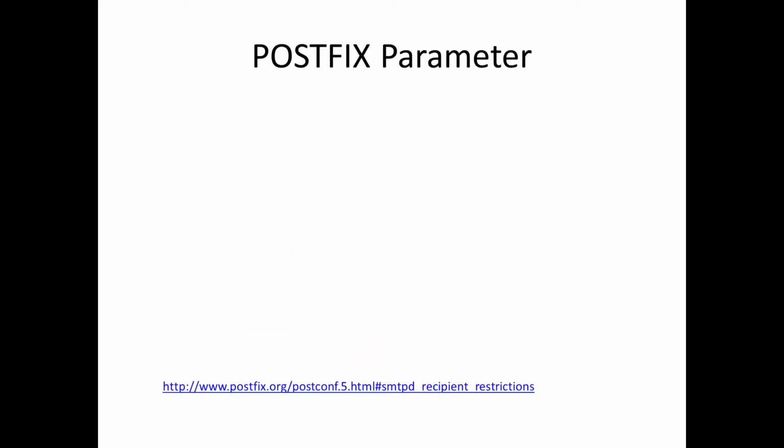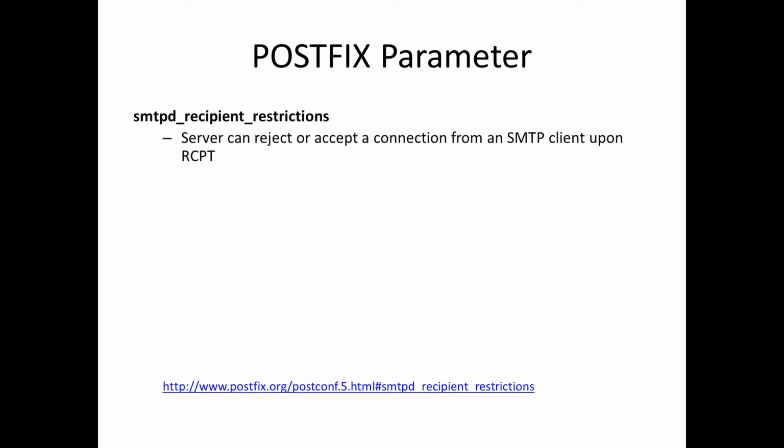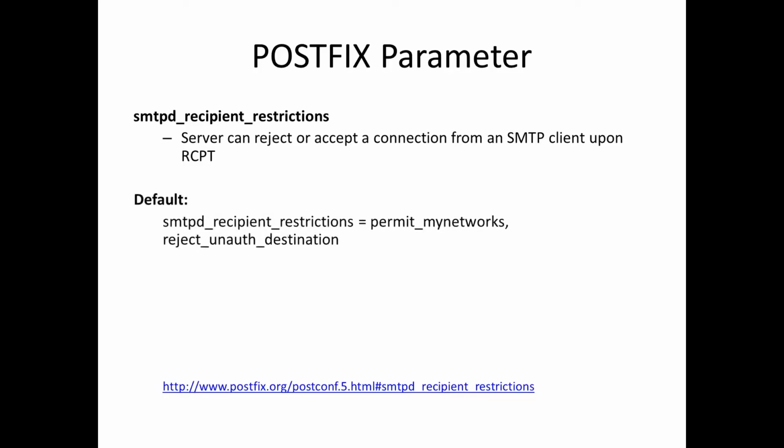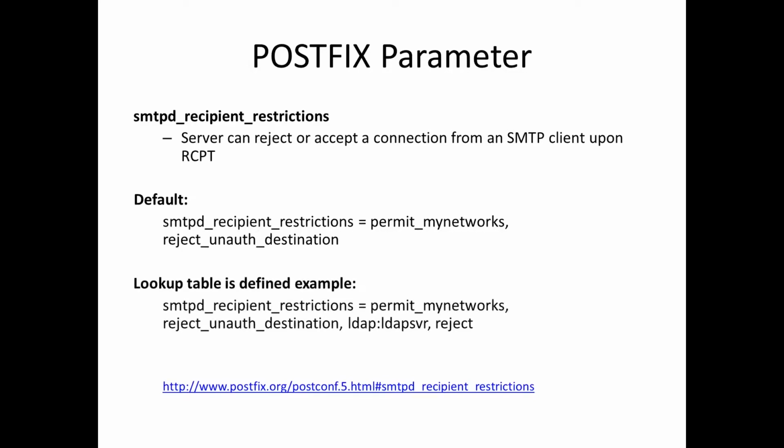In Postfix, the response is controlled by a parameter called smtpd_recipient_restrictions. By default, the parameter will make the SMTP server reply 250 OK to all email addresses, as long as it is under the specified domain. On the other hand, if a lookup table was explicitly defined, as depicted in this example, showing the lookup as the LDAP server, each RCPT command will have an equivalent query on it.